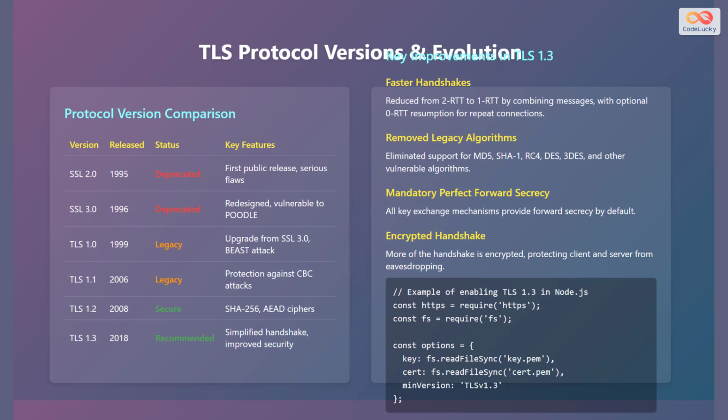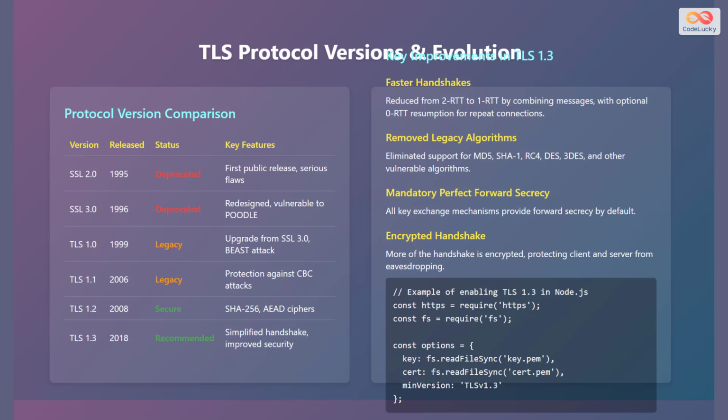Key improvements in TLS 1.3 include faster handshakes, reduced from 2 round-trip times to 1 round-trip time by combining messages, with optional 0 round-trip time resumption for repeat connections. It also removed legacy algorithms, eliminating support for Message Digest 5, Secure Hash Algorithm 1, Rivest Cipher 4, Data Encryption Standard, Triple Data Encryption Standard, and other vulnerable algorithms.